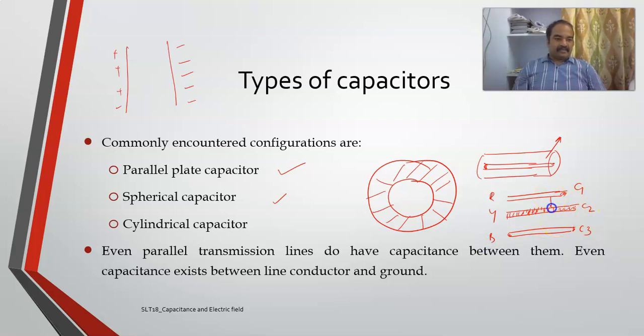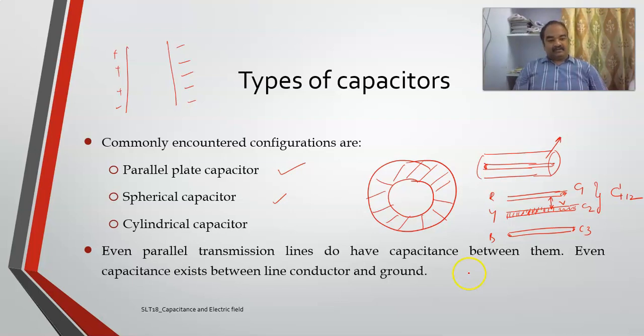So automatically there will be a potential difference between these two. When they are carrying charges and there is a potential difference between them, there exists a capacitance between the lines. So in electrical engineering we always find conductors very close to each other, particularly in transmission systems, and they exhibit capacitances between them.